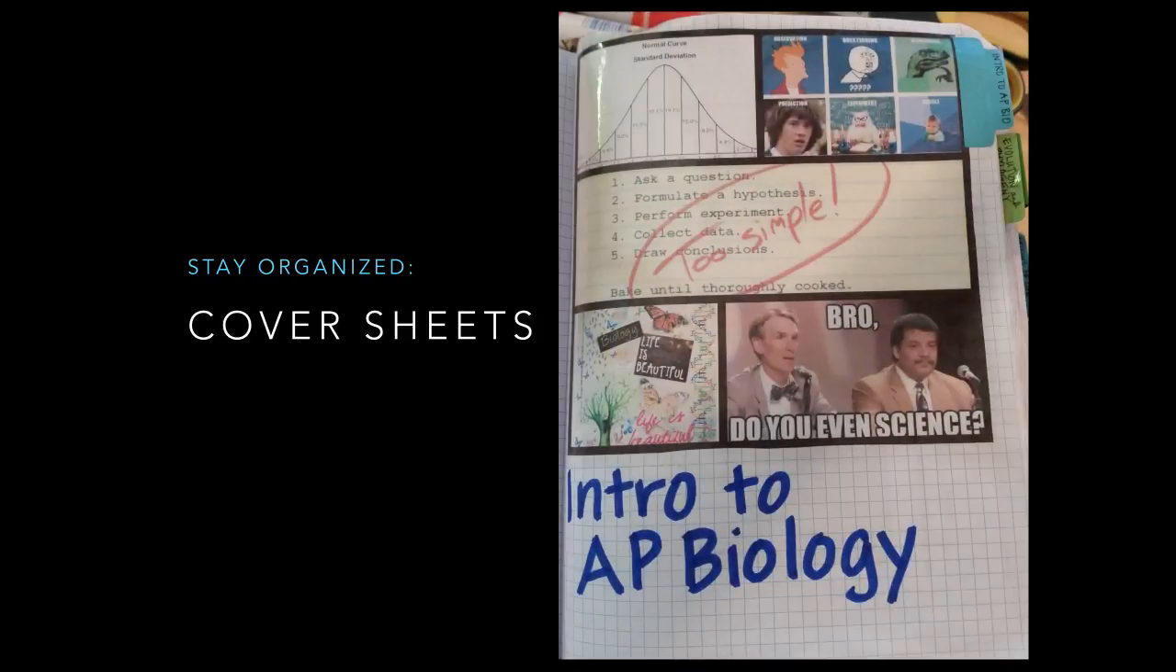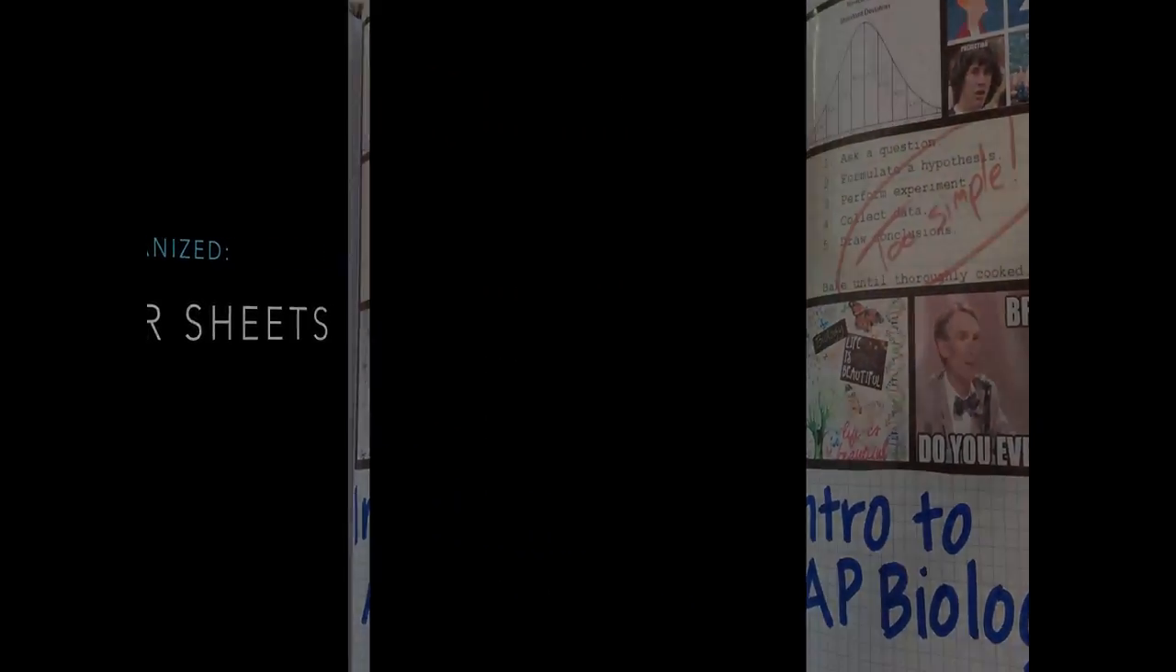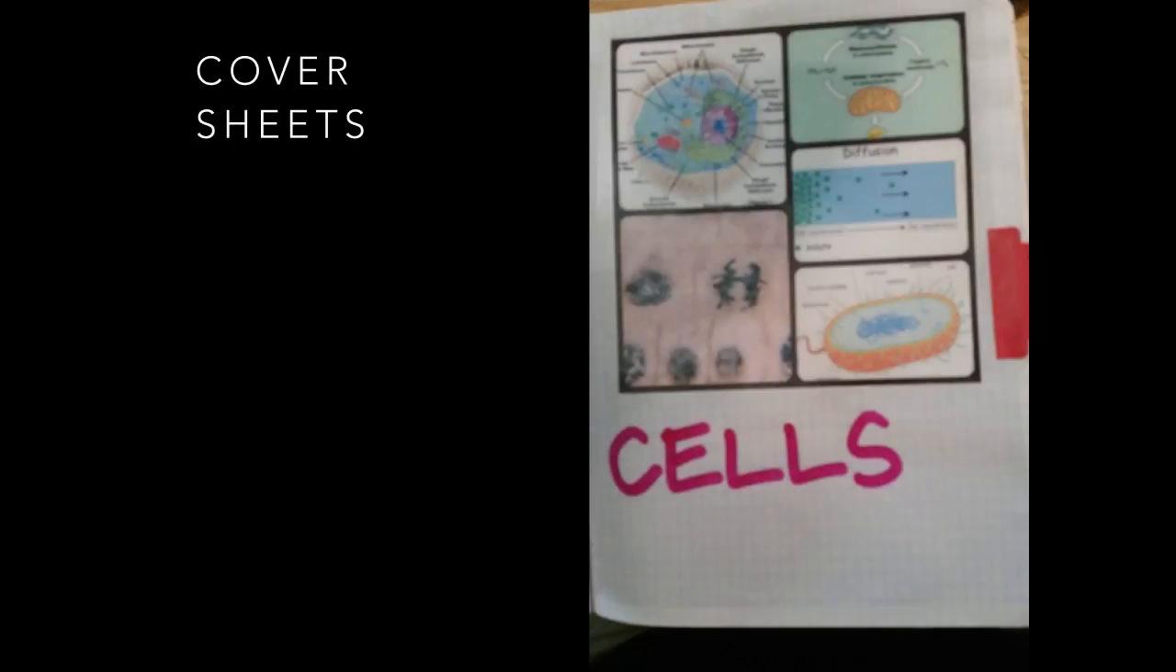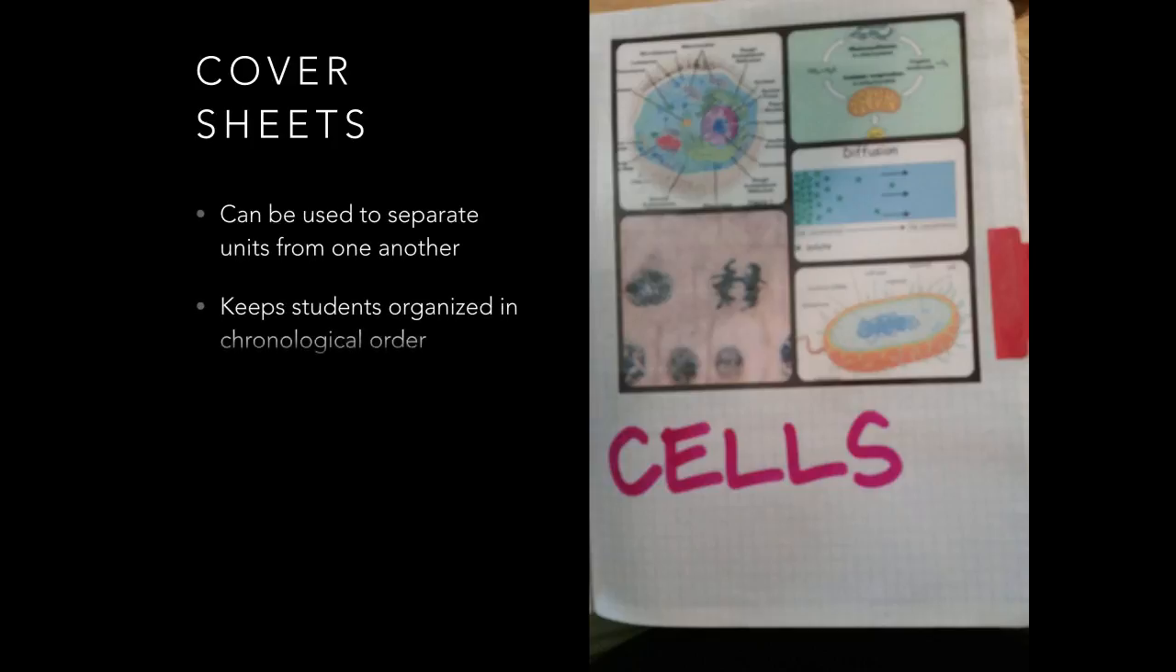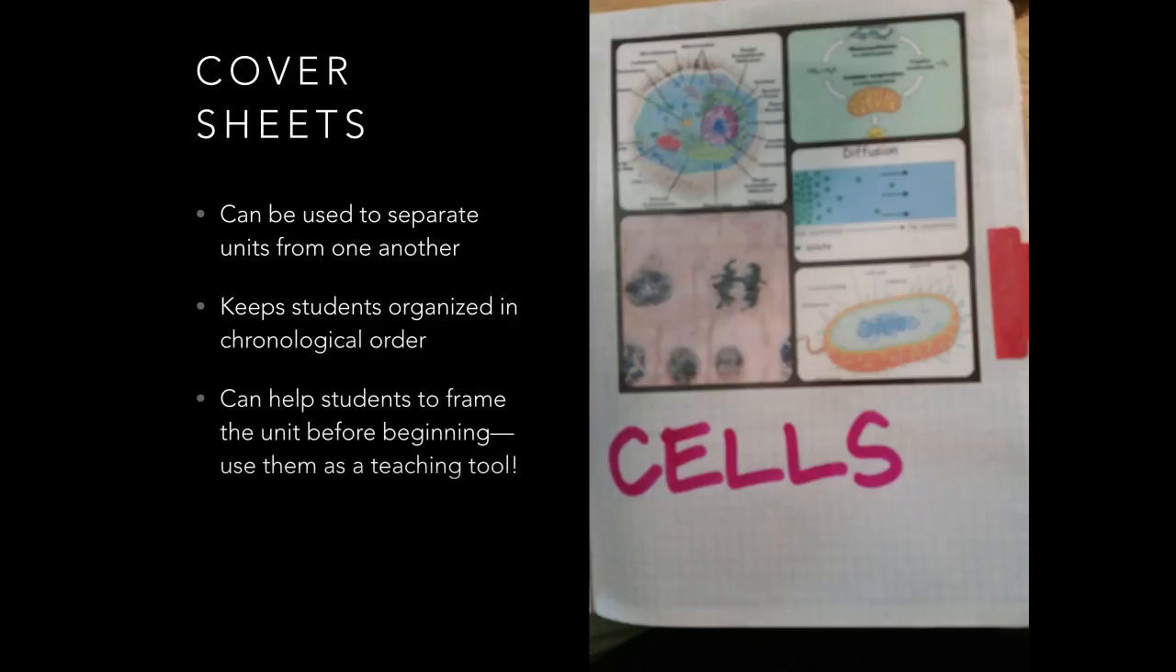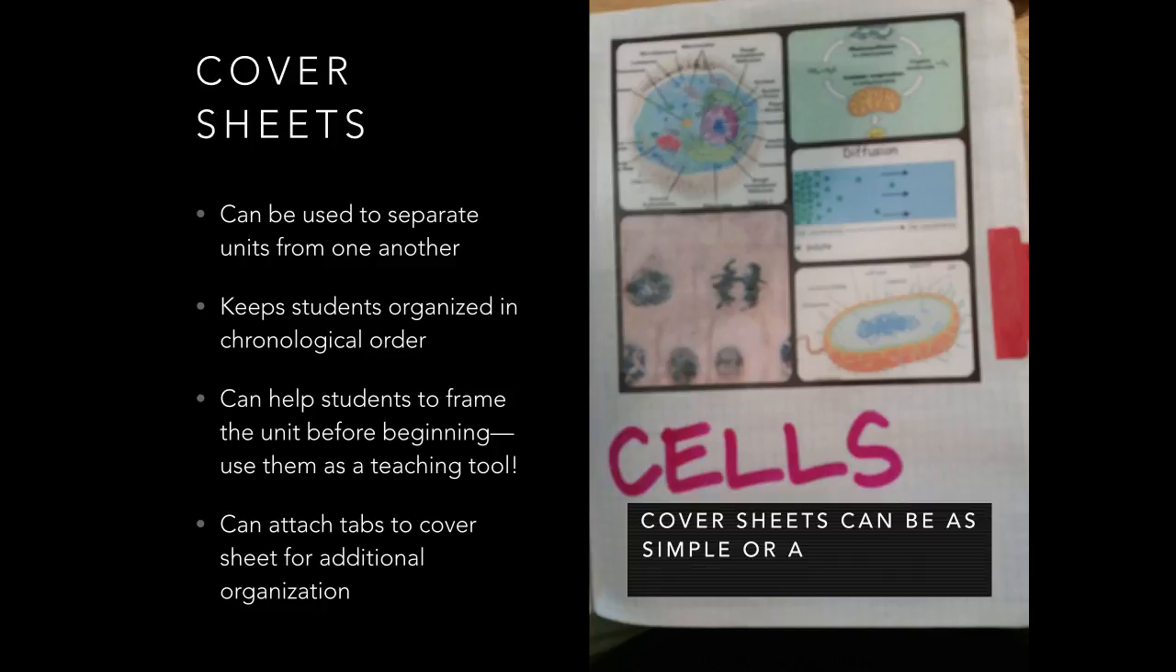So let's talk about cover sheets and why those are important. Cover sheets are what they sound like they are. They can be used to separate units from one another, which is how I utilize them. It also helps keep students organized in chronological order, and we'll talk more about chronological order versus left side, right side order, which a lot of people do with their interactive notebooks. The cover sheets can also help the students to frame the unit before they begin. You should use these as a teaching tool.